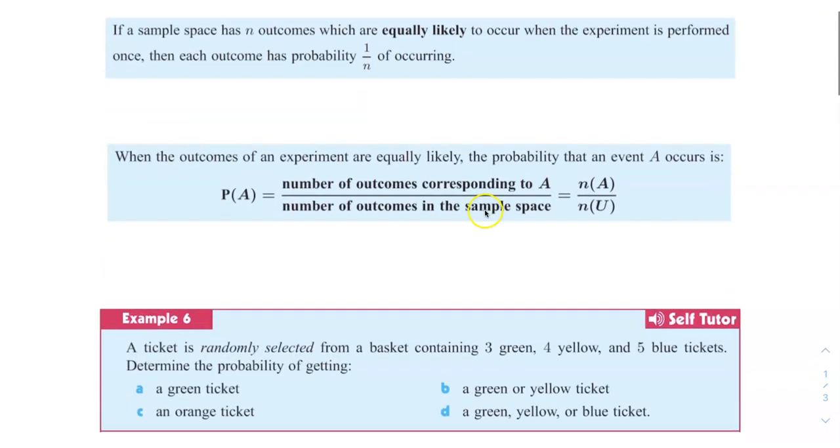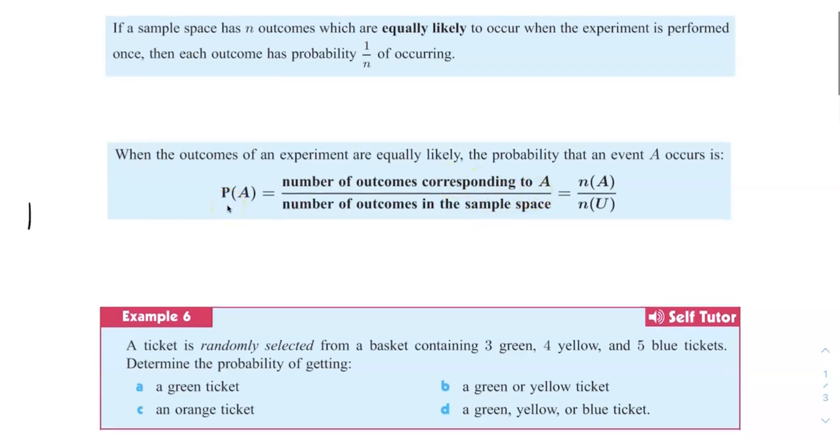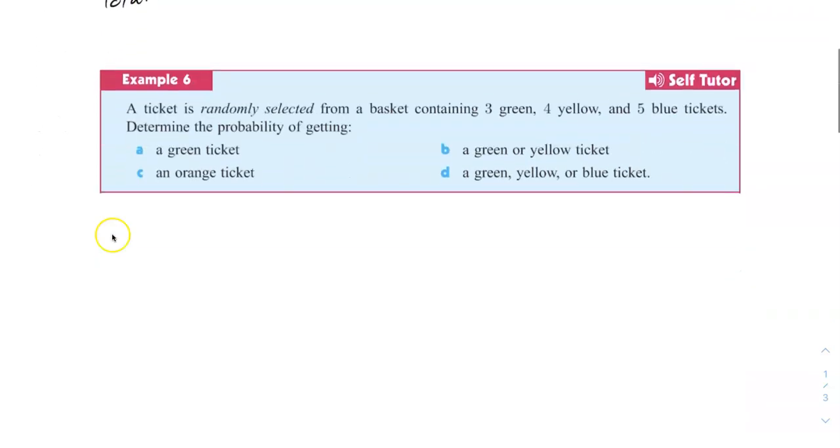In general, just like when we do experimental probability, it's going to be 1 over total. So if you want the probability of A, it's mathematically the number of times the thing you want could happen over the total amount possible. So it's still going to be want over total. So let's do an example.